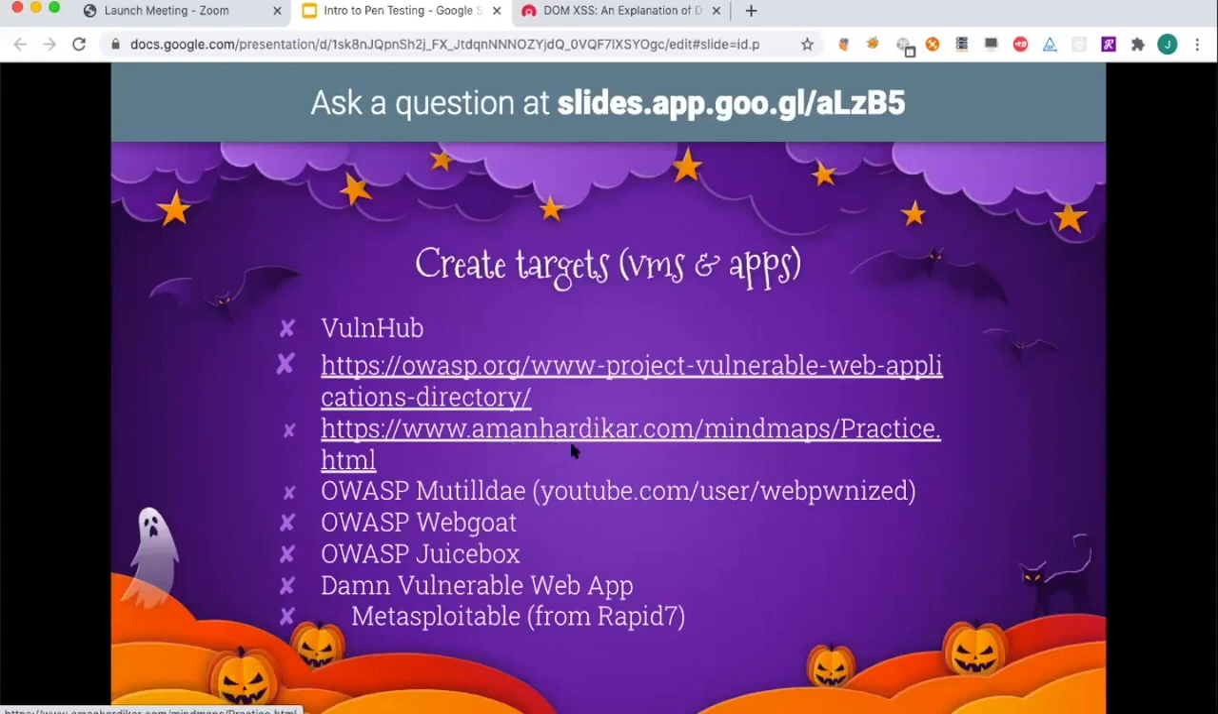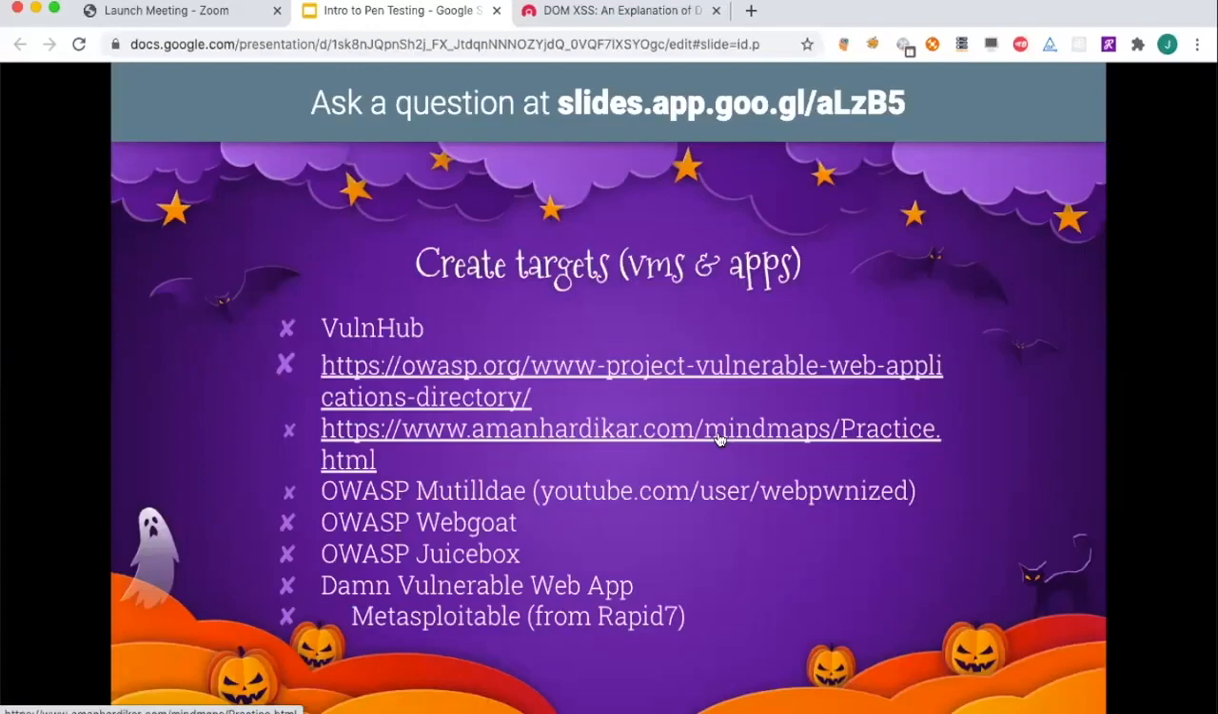This site here, mnhardikar.com, is another list of, it seems like at least 100 of these intentionally vulnerable VMs and apps. OWASP has at least 3 that I know about. I think they have many more, but Mutillidae, WebGoat, Juice Shop. We use Mutillidae for our training. There's a YouTube user called Weaponized, and he does a lot of tutorials on Mutillidae.